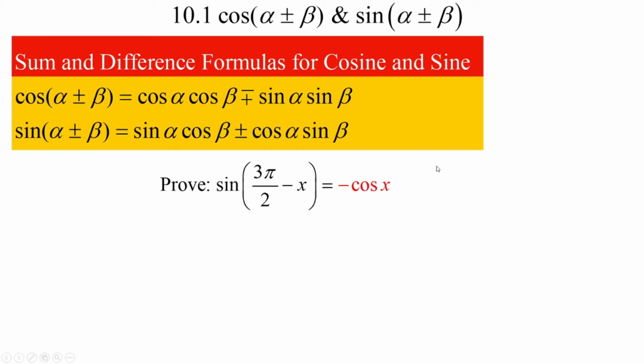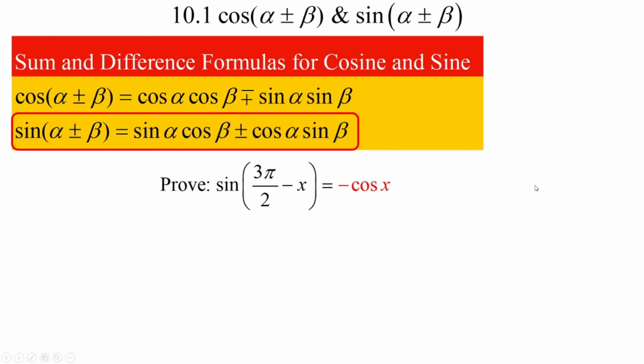How cool. All right, so we're going to prove sine of 3 pi over 2 minus x equals negative cosine of x. So right now, based upon the identities that we have learned today, isn't this equivalent to sine of alpha minus beta? Right here. Okay, so let's rewrite that as sine of alpha cosine of beta plus or minus cosine of alpha sine of beta.